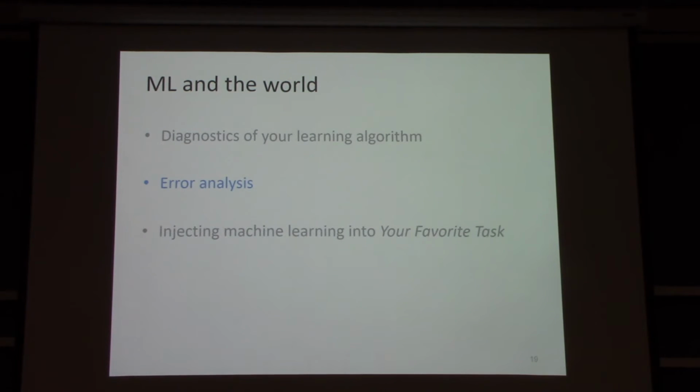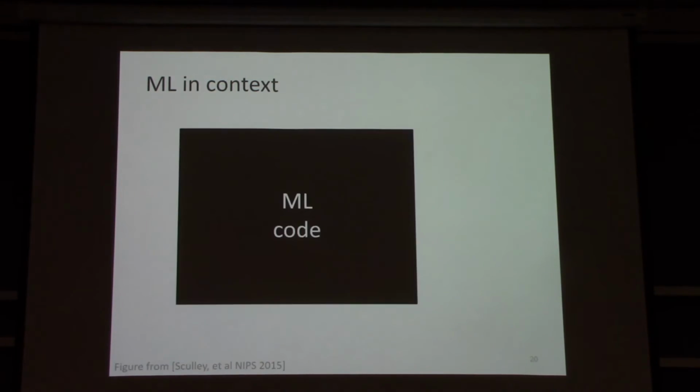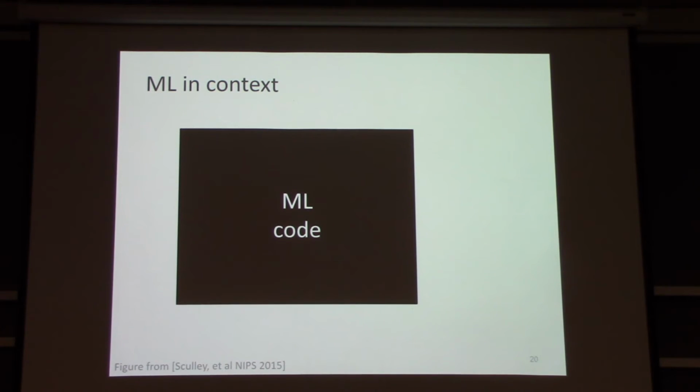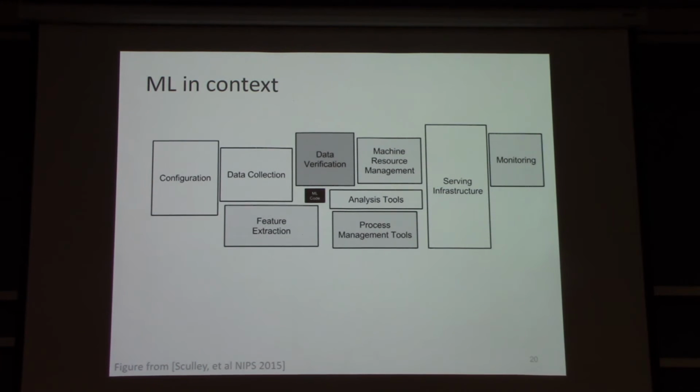So let me talk about a different kind of error analysis, which is error analysis from the bigger application perspective. For this class, we've been looking at machine learning as the center of attention. You have your machine learning code, but in practice, it's a tiny, tiny, tiny part of a much larger application. You have to collect data, you have to do feature extraction, you have to do some resource management, verify that your data is right. You might have some infrastructure that wraps all of this around, and this is just one set of boxes, none of which I'm entirely familiar with.